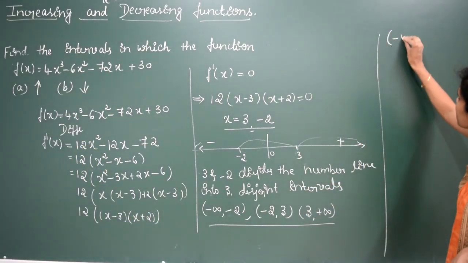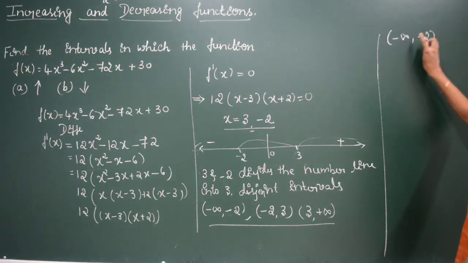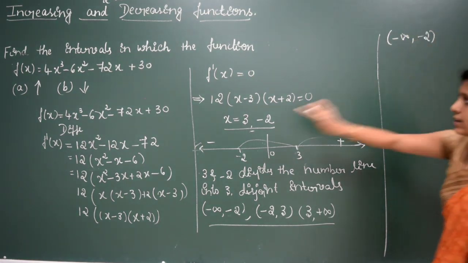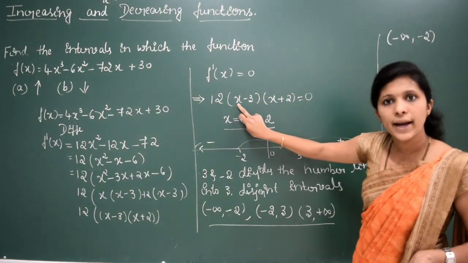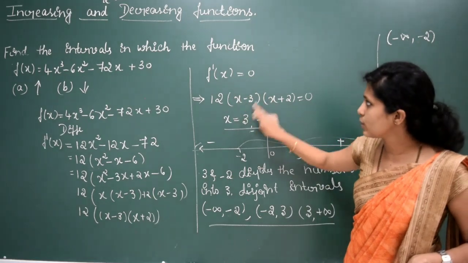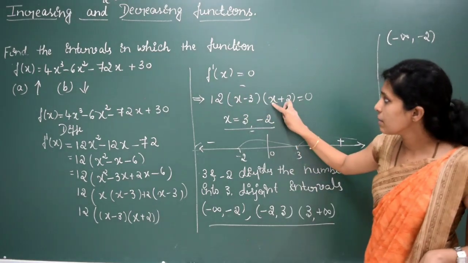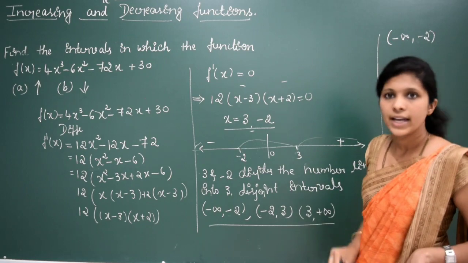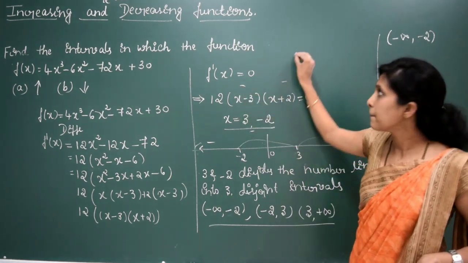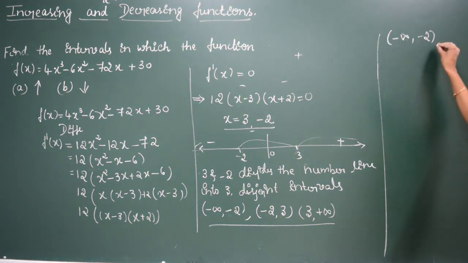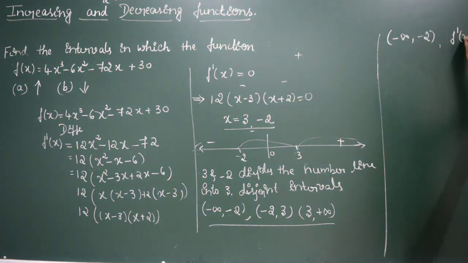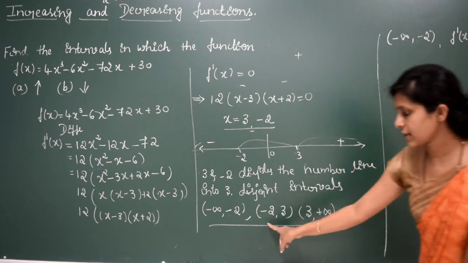Now we will check with the first interval. Let us consider minus infinity to minus 2. If you consider any negative value here, I will consider minus 6. So this will be minus 6 minus 3, obviously we will get a negative value, right? Here minus 6 plus 2, here also we get a negative value. Negative into negative will be plus, right? So in the interval minus infinity to minus 2, f dash of x is greater than 0. Is it clear?